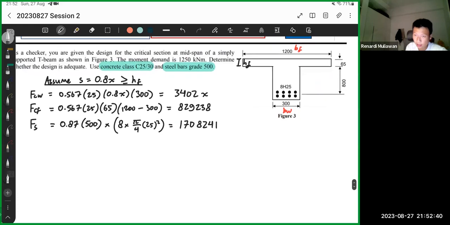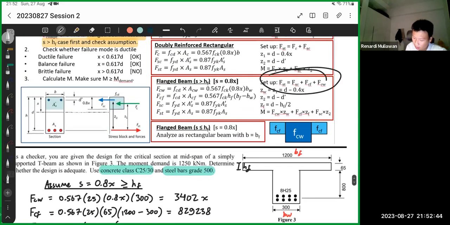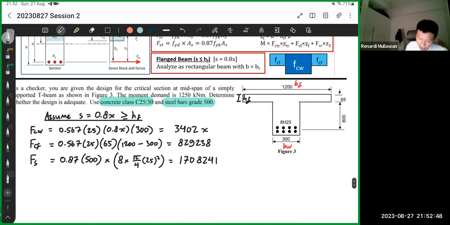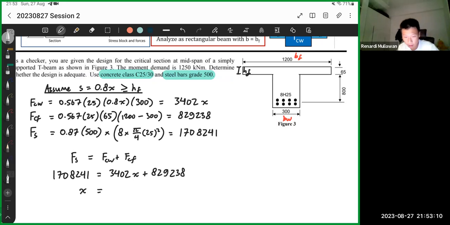Now we do the equilibrium of forces. I've written it here. This one is tensile, the rest is compression. So Fs equals FCF plus FCW. So 1,708,241 is 3402x plus 829,238. So x is, okay, let's calculate.